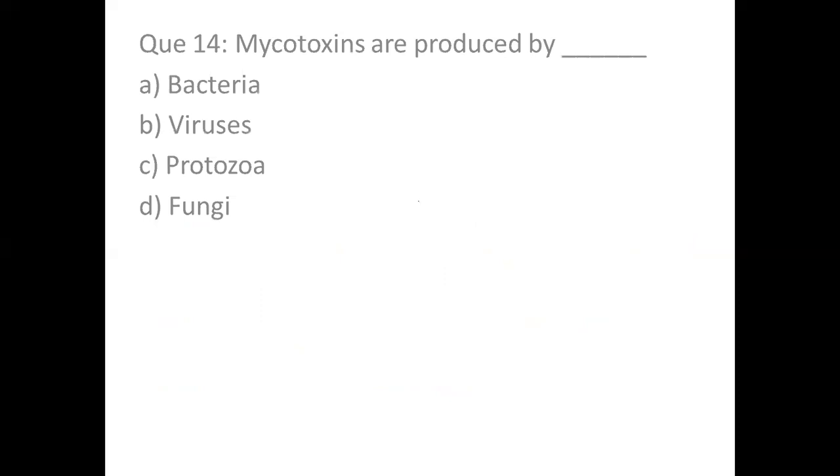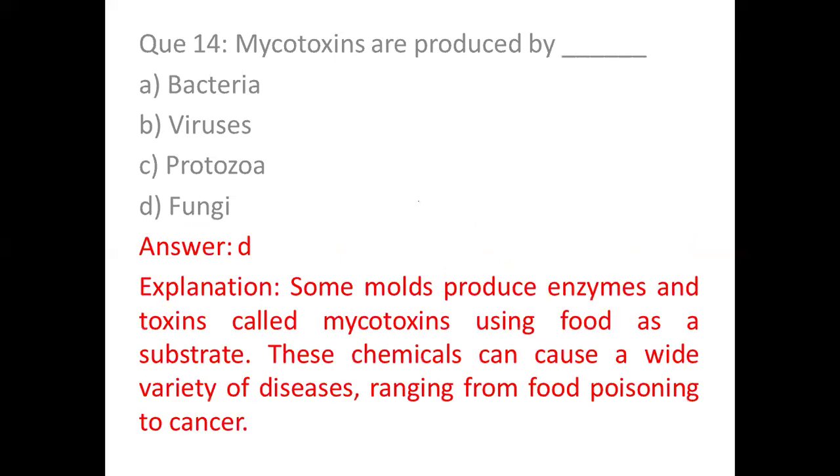So now question number 40. Mycotoxins are produced by option A bacteria, option B viruses, option C protozoa, and option D fungi. And the correct answer to this question is option D, fungi. Explanation: some molds produce enzymes and toxins called mycotoxins using food as a substrate. These chemicals can cause a wide variety of diseases ranging from food poisoning to cancer. So mycotoxins are produced by fungi. So this is all about this question.